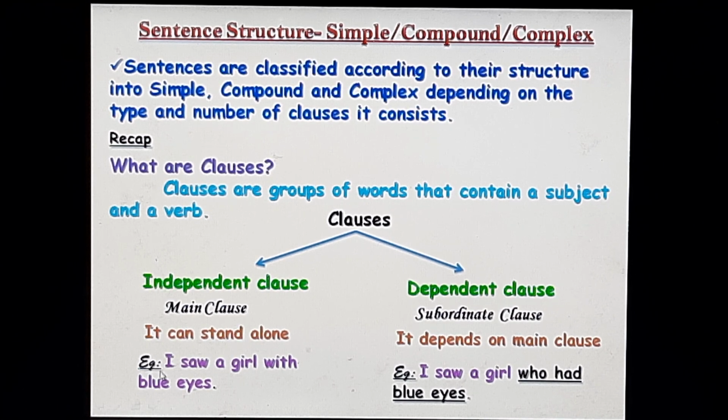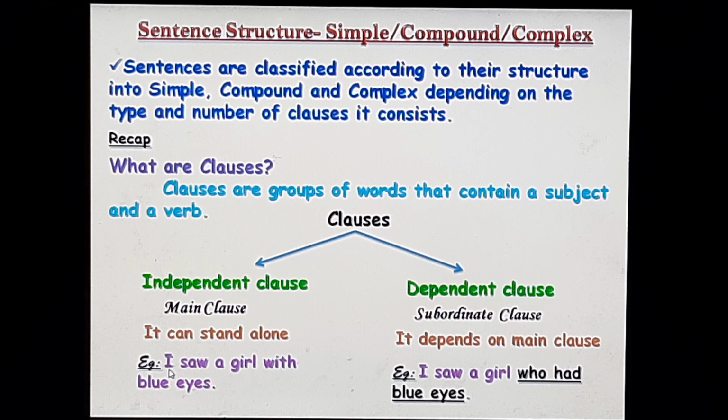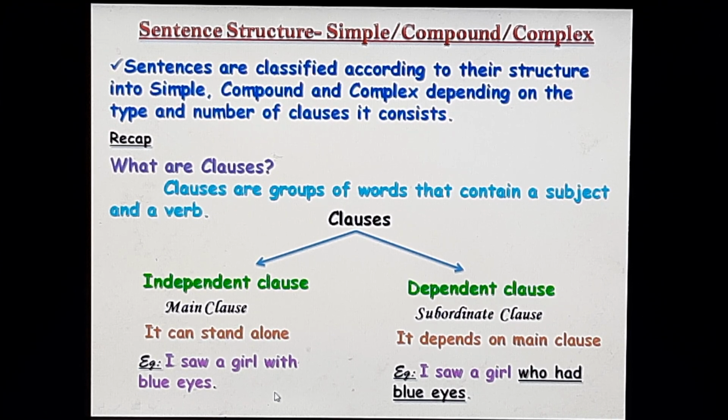Now, look at this example. I saw a girl with blue eyes. Now, I is the subject, saw is the verb, and the sentence is complete in its thought.